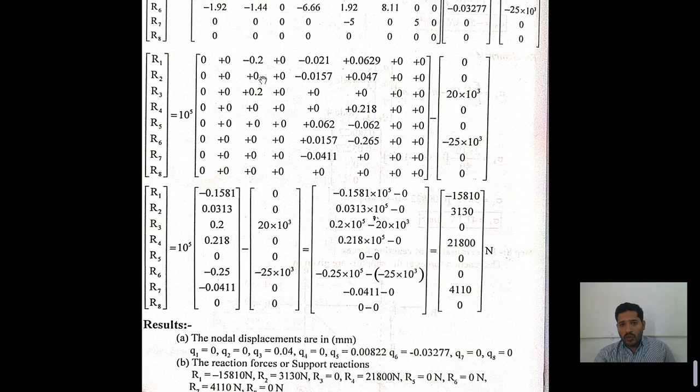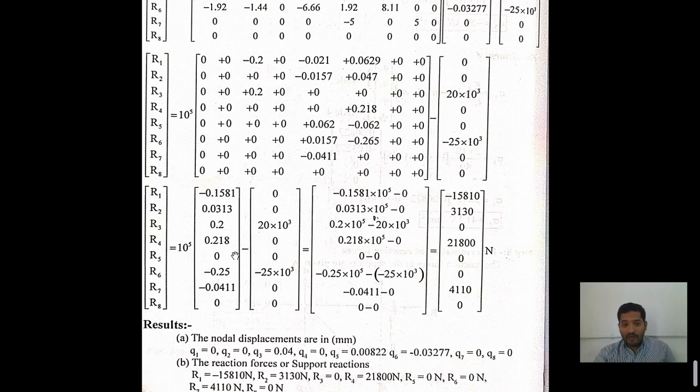If you add this whole row, it becomes 0.0313. If you add this whole value, it becomes 0.2. If you add this fourth row, it becomes 0.29. If you add the fifth row, how much? Fifth row becomes 0. If you add this sixth row, it becomes minus 0.25. If you add this seventh row, it becomes minus 0.041. If you add this 8th row, it becomes 0. This matrix as it is.